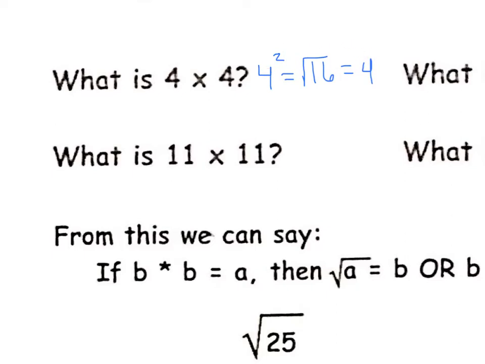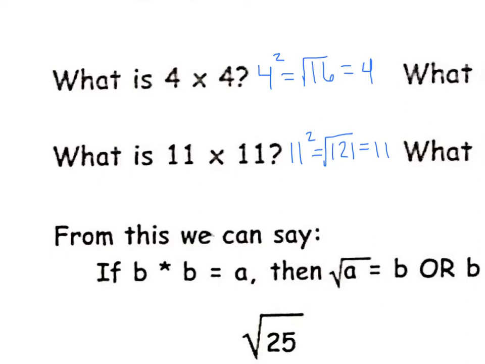So same thing here with 11. 11 times 11 is 11 squared, which is 121. Now if I wanted to get that 11 back, I could just square root the 121 and get the 11 back. So you need to understand that squaring something and square rooting something are the exact opposites of each other.